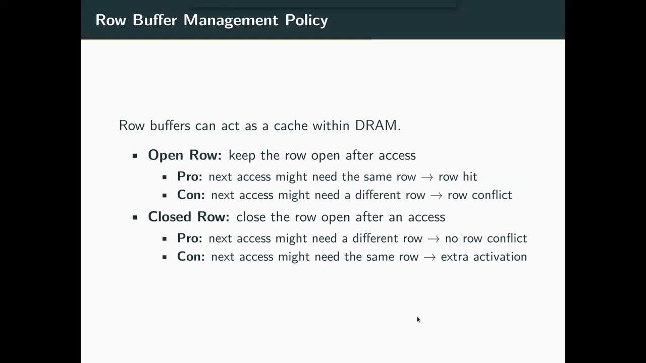Closed row policy is the opposite, where we close the row after we access and we get rid of conflicts because there's never anything in the row on the next access. But we lose the benefit of being able to take advantage of locality.